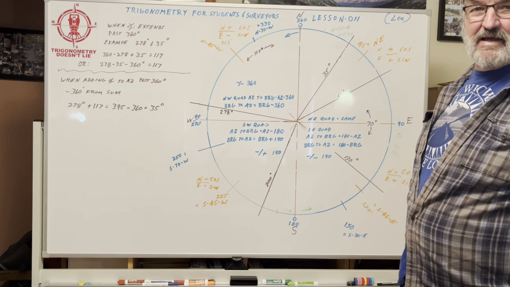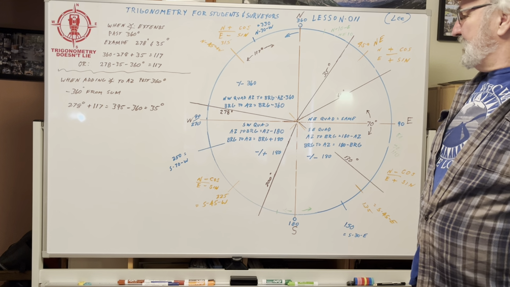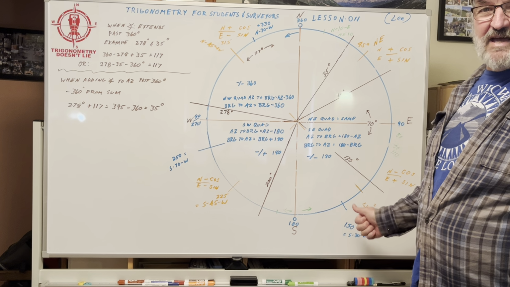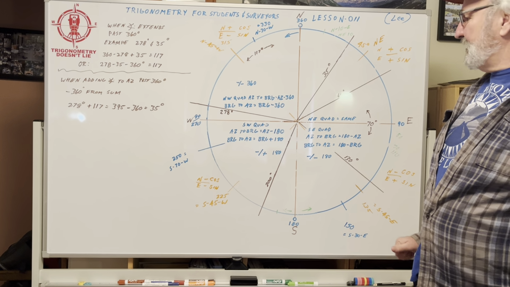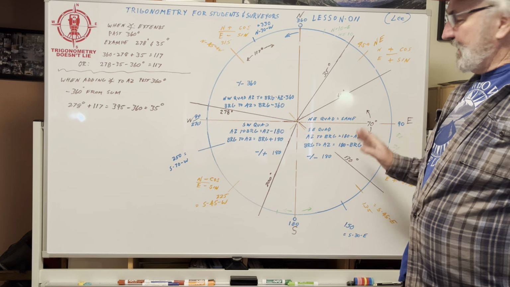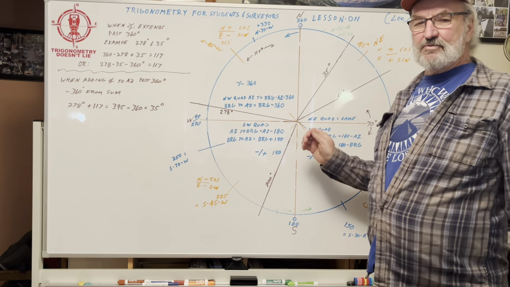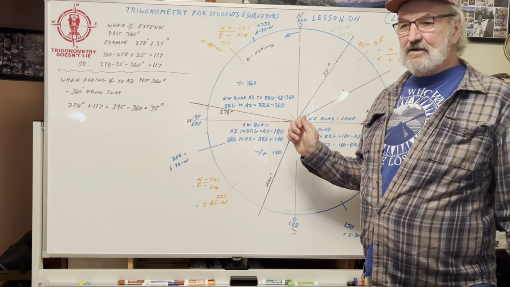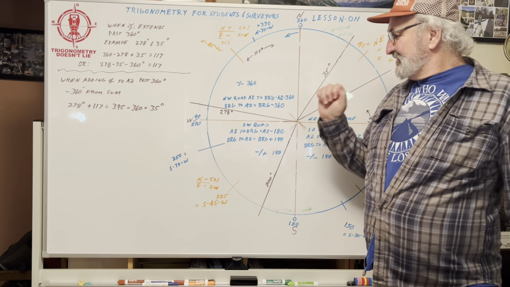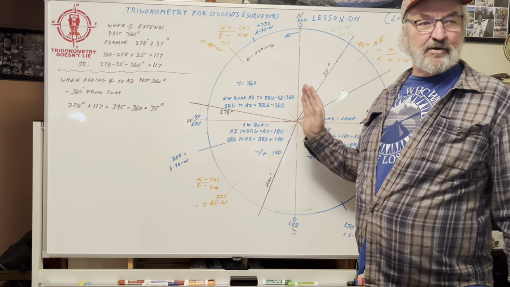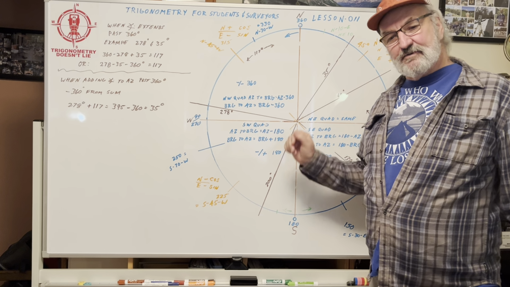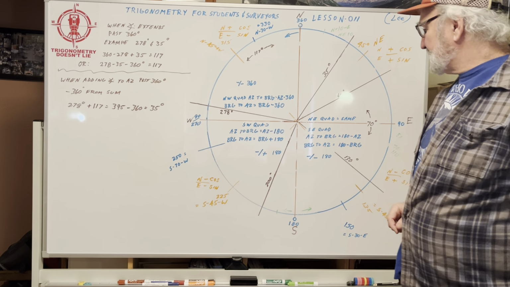I'm going to pick up where we left off last time with converting bearings to azimuth, azimuths to bearings. We'll get a little more detail on that. And I know I said we were going to do coordinate geometry and start doing latitude and departure, but I kind of overlooked this important step of it. This has to be mastered first, so we're going to work on this first.